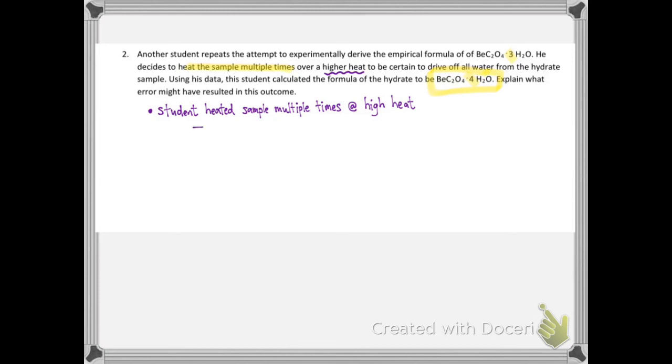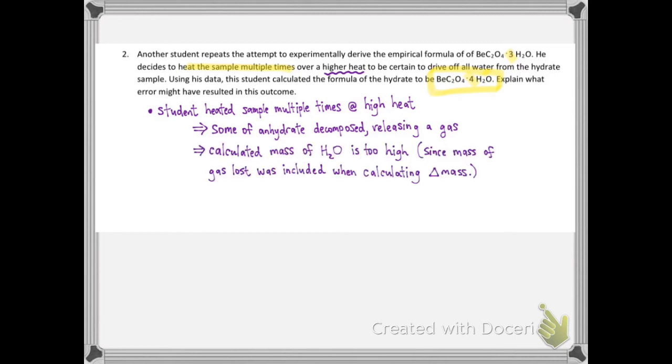So I'm going to go ahead and use the mathematical implies sign. So the student heated the sample multiple times at high heat, implying some of the anhydrate might have decomposed, releasing a gas. And of course, if we decompose the anhydrate releasing a gas, your calculated mass of water is going to be too high because the mass of the gas is included when you calculate your change in mass. Notice that I am totally using some symbols instead of words because I'm trying to be efficient. I just need to get the correct information down. So I didn't write out "at," I used the at sign. I didn't write "change in," I wrote delta. And that's okay. Chemistry people are math people. You could totally use your math symbols as part of your answers and we can follow you.